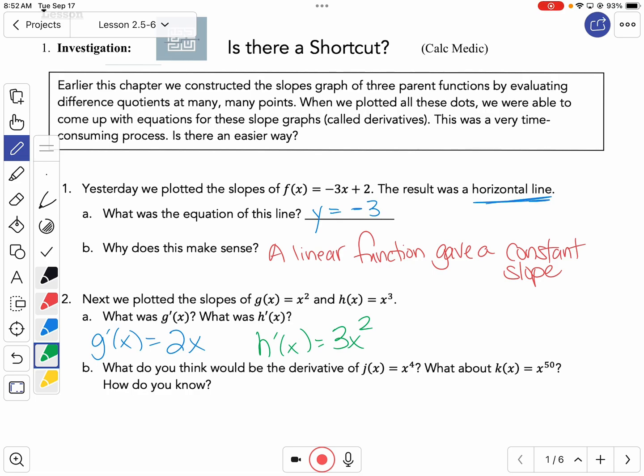Like we said earlier, if we multiply a parent function by a number, the derivative is going to be multiplied by the same number. This is going to be the derivative of x squared, or the derivative of x cubed, times negative, is going to be 3x squared.